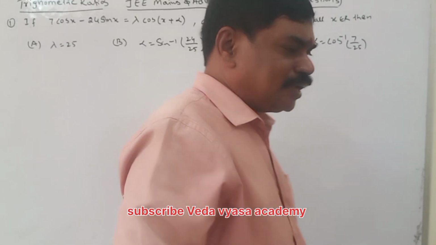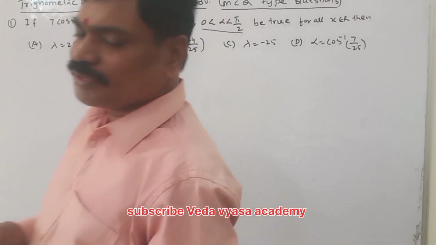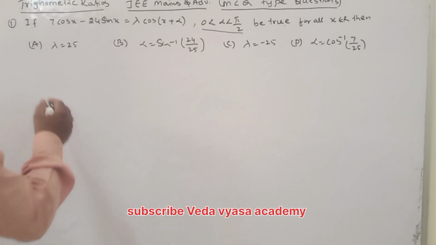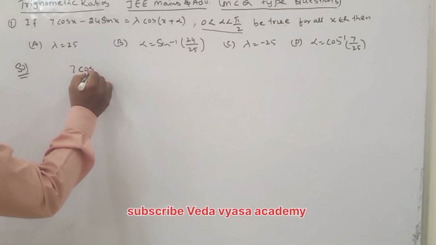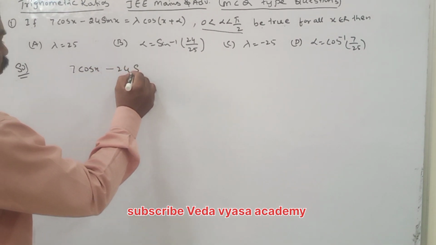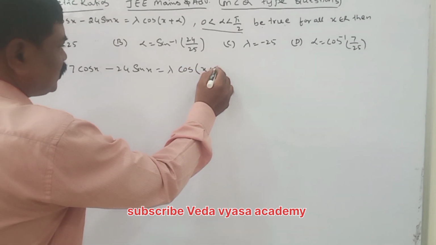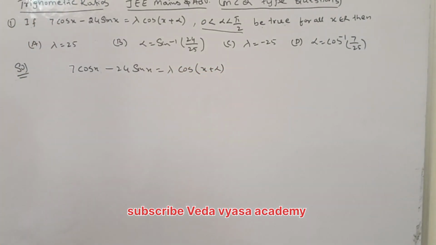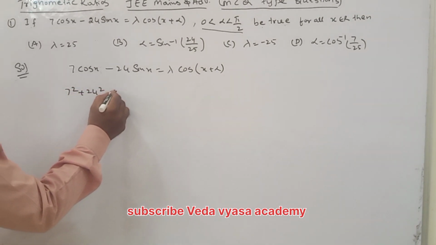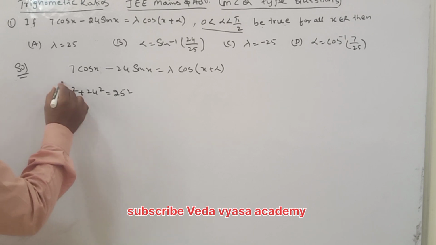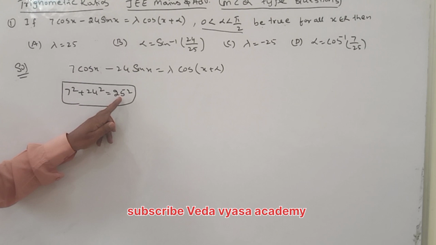You observe here, this is one of the important problems, and we have the given equation. What is the given equation? 7 cos x minus 24 sin x is equal to lambda cos of (x plus alpha). Here we know 7 square plus 24 square is equal to 25 square.